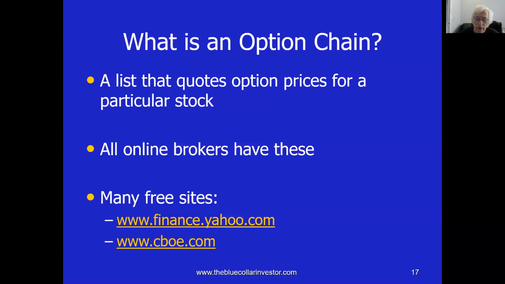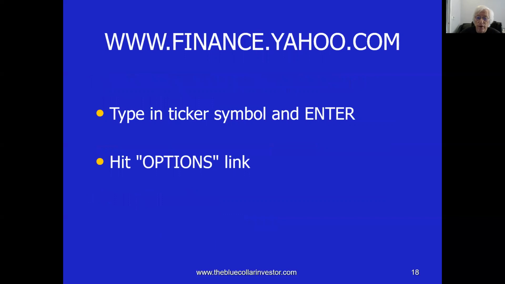Now, all brokers have option chains for every option that exists. There are also free sites. For example, finance.yahoo. You'll be seeing a screenshot of that coming up. And another free site is cboe.com. So usually what we do is we go to the site, we enter the ticker symbol, and then hit enter, and then look for an options link.